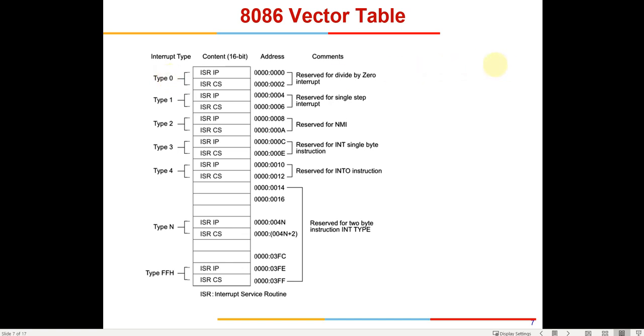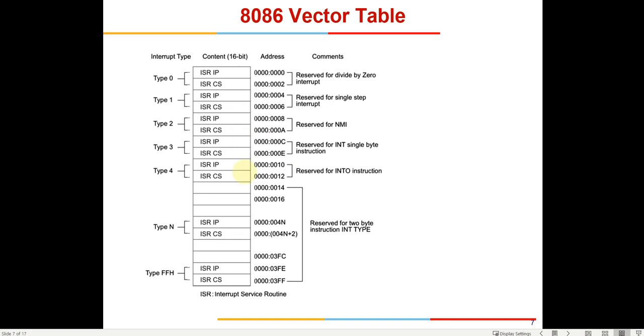So if I write, say, interrupt 0 as a command, the microprocessor will come here and look for the IP and CS. Then it will calculate the physical address, go to that physical address, and execute the set of instructions written there. It will execute the procedure, jump to that procedure, complete it, and then come back to the main program.